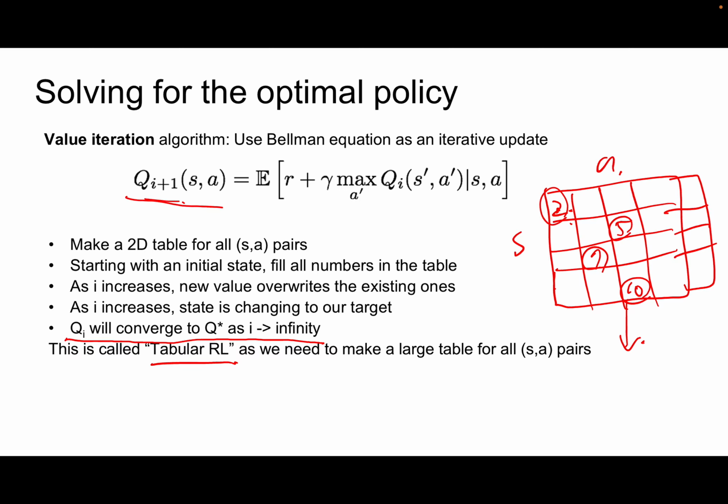Because we iteratively update the Q value for all pairs of S and A. That is the reason why, if our environment is limited, we can make this kind of huge 2D table for all S and A pairs, and then compute it and fill in all the numbers. If we have this table, then we can perform the optimal action for any state. Then we can get the optimal policy, which maximizes the expected sum of cumulative reward, right?